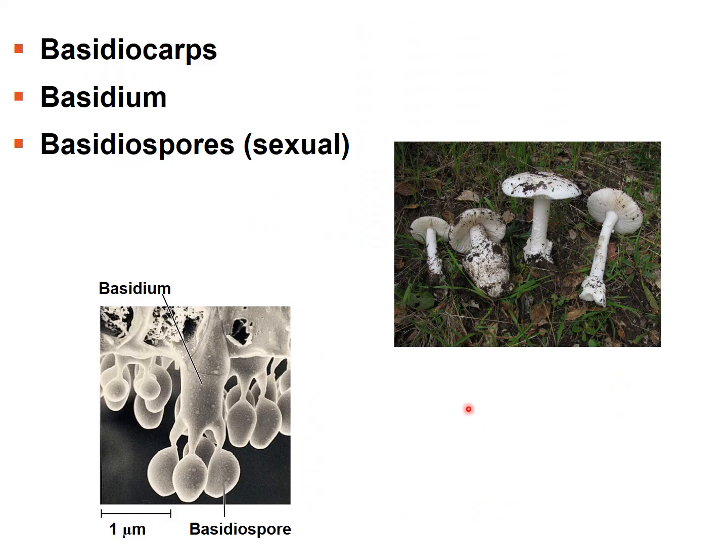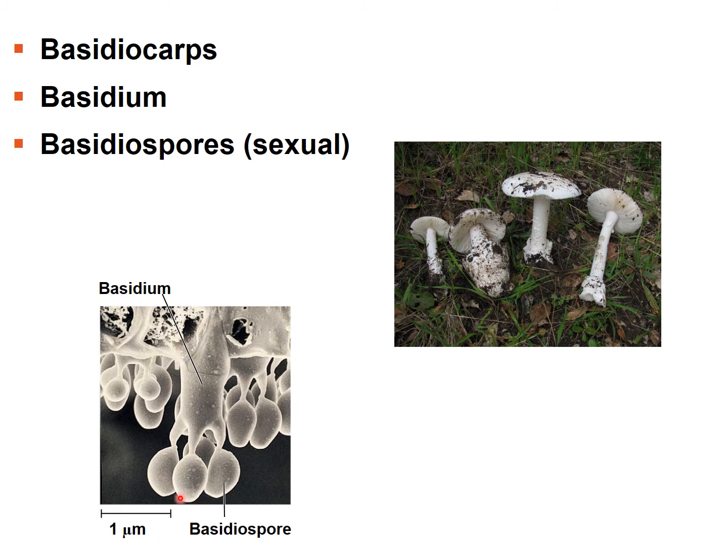Now, just like the Ascomycota, the Basidiomycota have several structures during their sexual life cycle. These structures include the basidiocarps, the basidium, and the basidiospores. The basidiocarp is the entire structure. This is the fruiting body. You would know it as the mushroom, but the technical term for it is the basidiocarp. The basidiocarp has gills just under the cap of it. The gills are going to contain the basidia, or basidium singular, with the basidiospores attached.